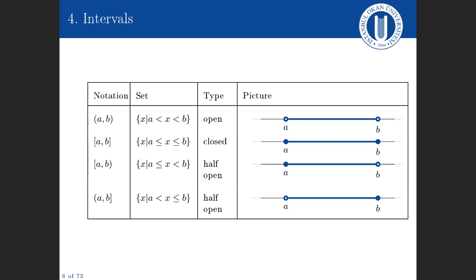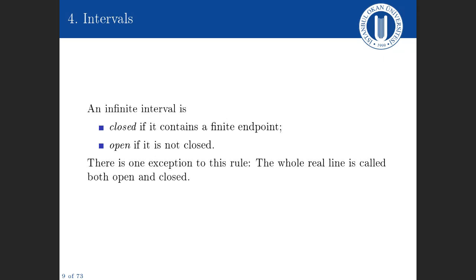And then in the bottom 2, we have half open intervals. One of the endpoints is in the set and the other one is not. An interval could also be an infinite interval. And if it's an interval, it could be either closed or open. It's closed if it contains a finite endpoint, and it's open if it's not closed. But there's one exception to this rule. In order to make higher mathematics work, in particular to make a type of mathematics called topology work, we need the rule that the whole real line is both open and closed.